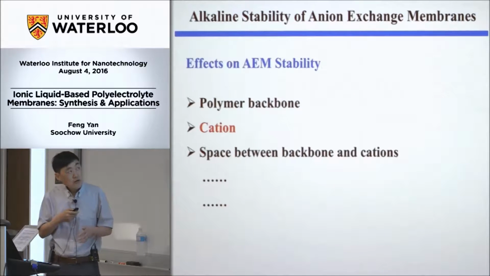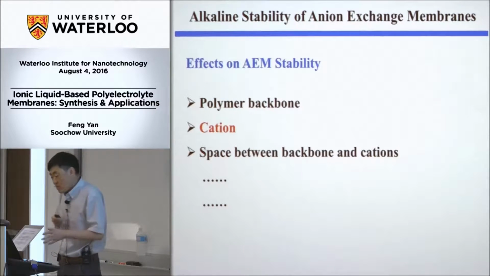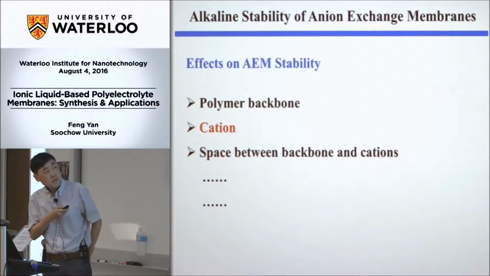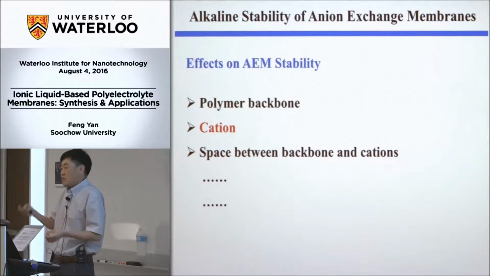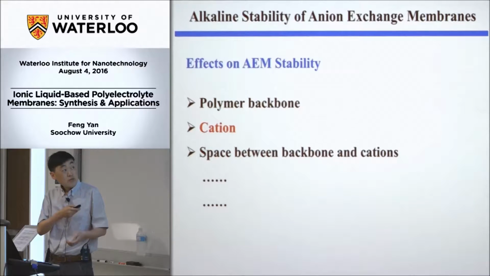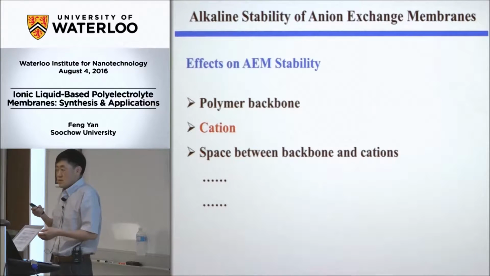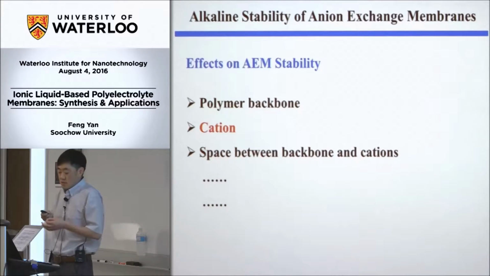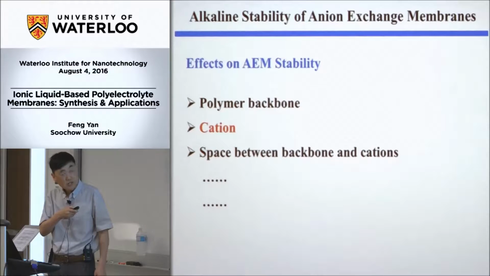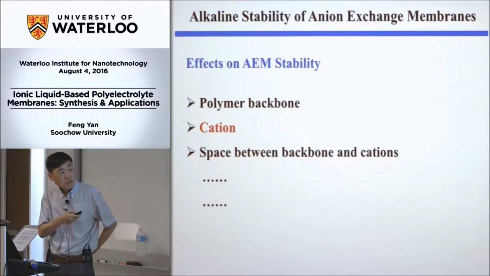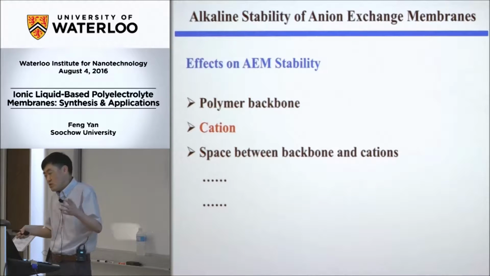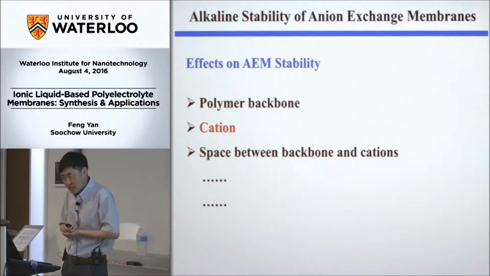When we talk about the stability of polymer membranes, what we should think about is the polymer backbone. In general, the polymer backbone is quite stable in basic solutions. But the cation part is generally more unstable in basic solutions, and the spacer between the backbone and the cations will also affect the stability of polyelectrolytes.